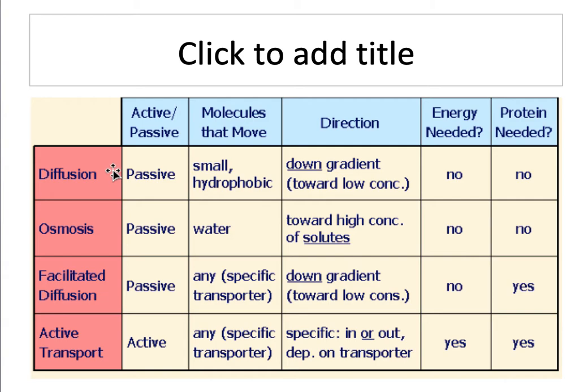So this is a table which shows the differences between each type. In terms of energy, diffusion, osmosis and facilitated diffusion do not require any energy, but active transport does. For type of molecule, diffusion is for small and hydrophobic molecules, osmosis is just for water, facilitated diffusion is for larger molecules, and active transport can be small or large. Facilitated diffusion is usually for large molecules, sorry, but it can involve small molecules as well.